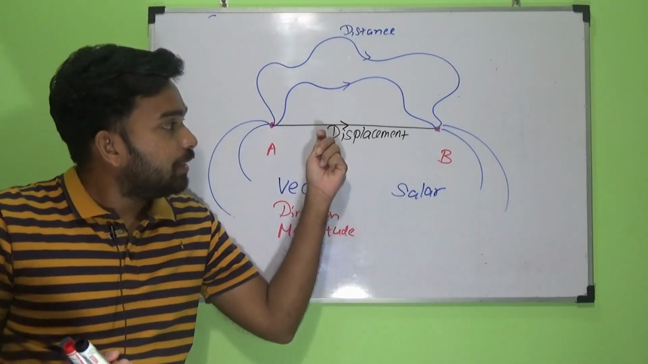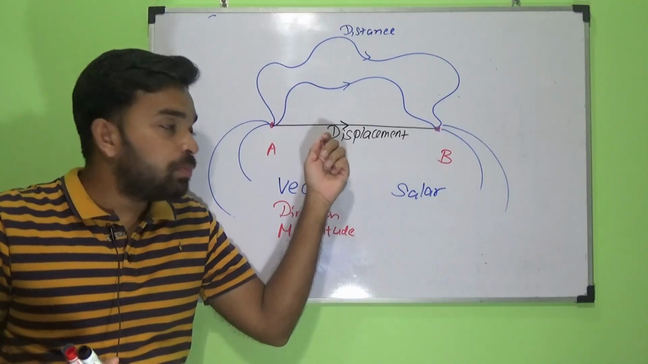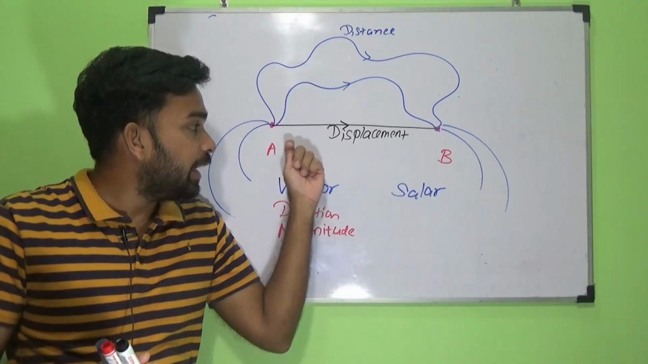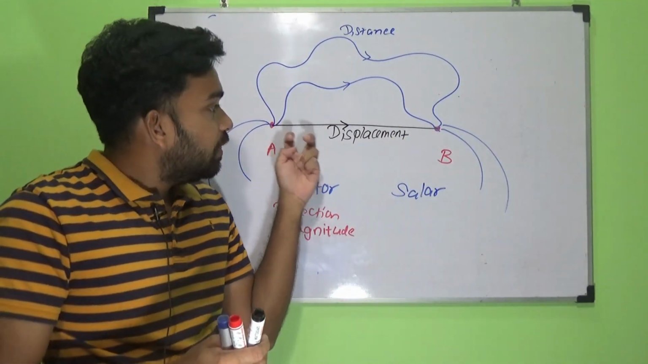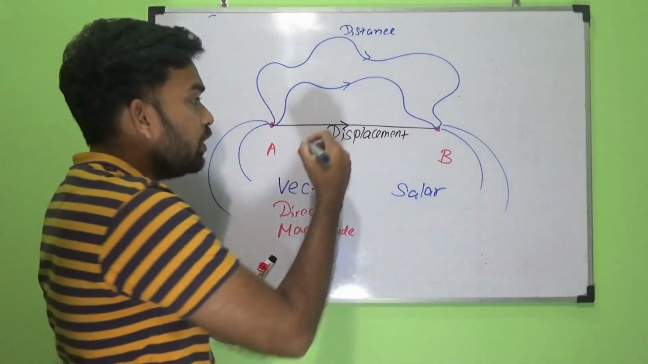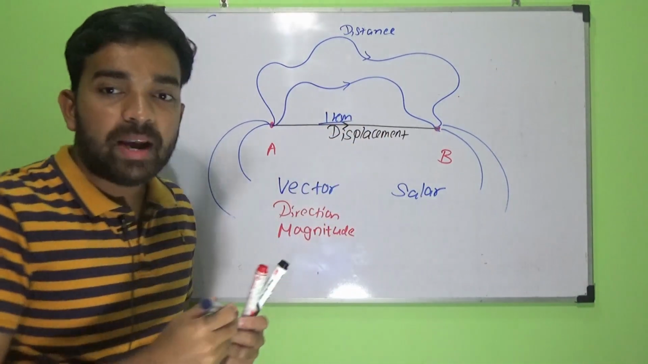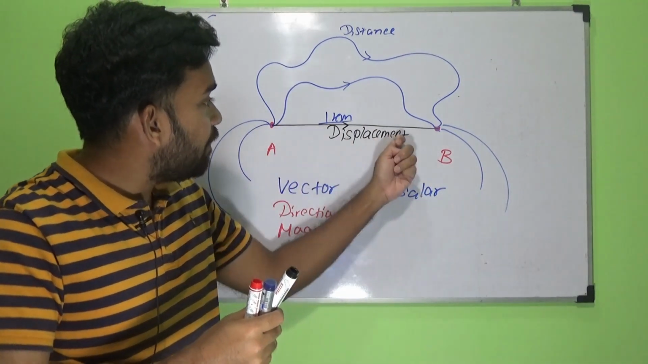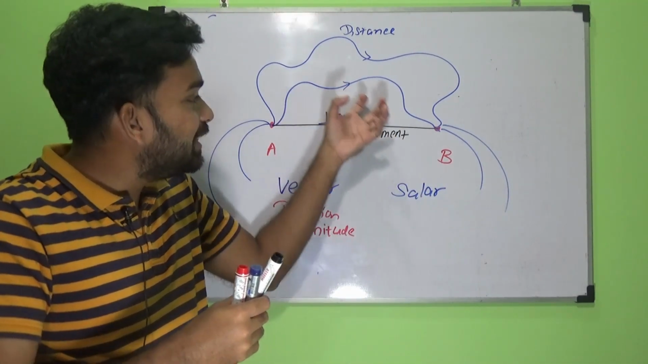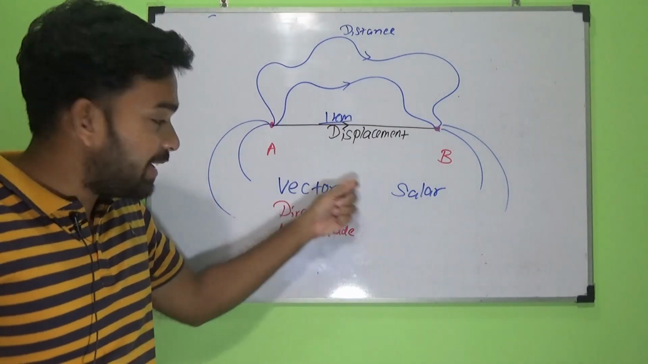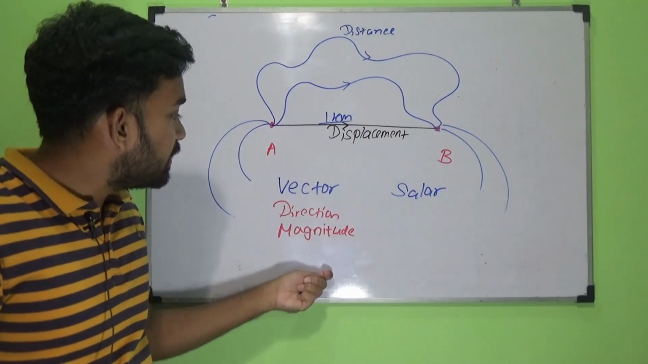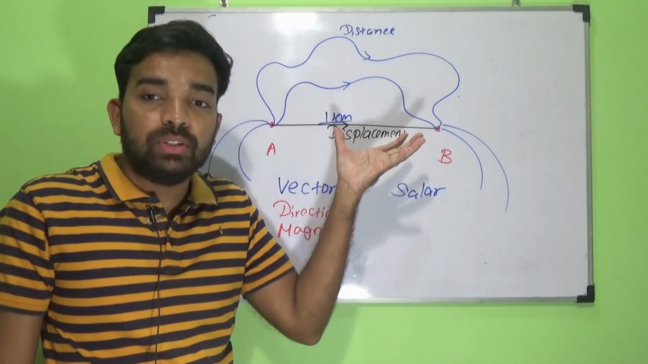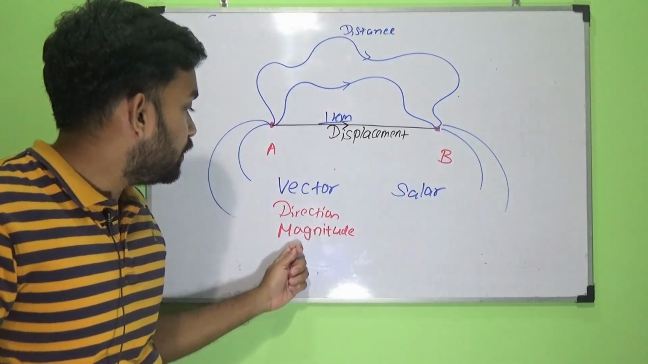As an example, look at this displacement. This displacement has a direction from A to B, right? A to B is direction. And it has a magnitude. We can say it's 1 kilometer or something, right? It has a magnitude. So as I said to you, A to B, we have a direction and a magnitude as well. So these things are known as vector quantities. If we have a direction and a magnitude, they are known as vector quantities.